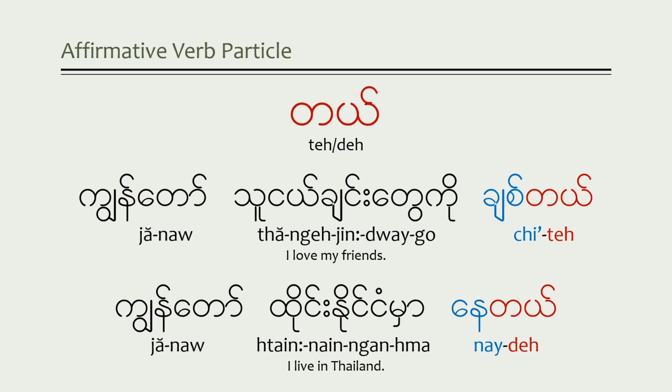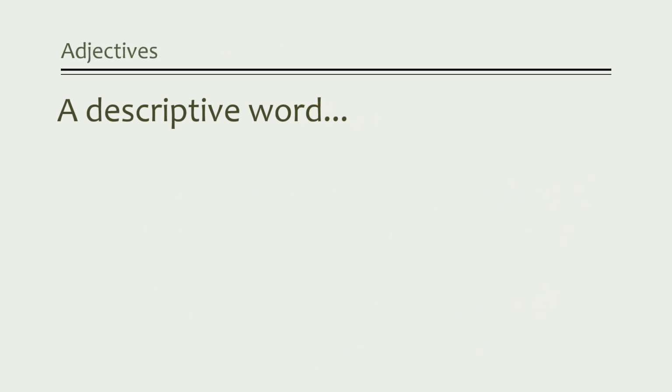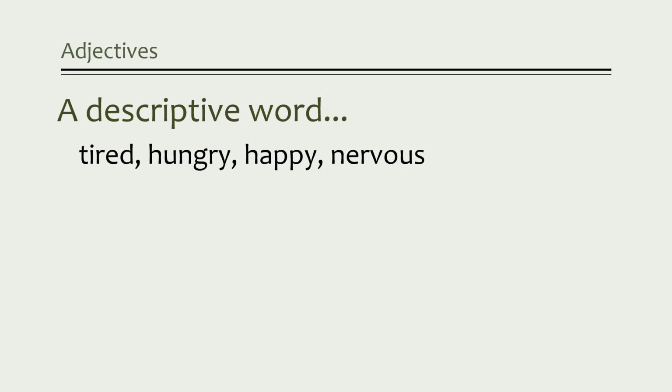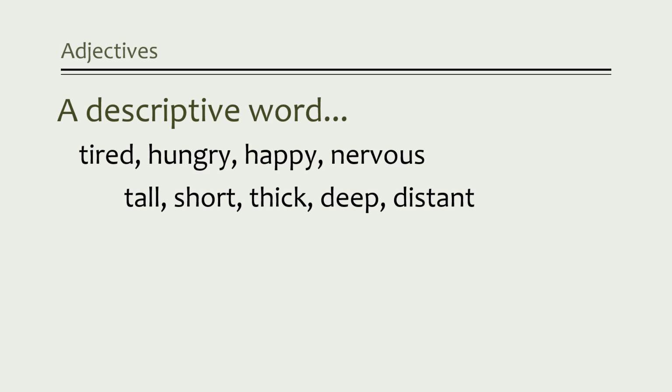But now let's talk about using adjectives in Myanmar. So remember from your grammar lessons, an adjective is a descriptive word. It may explain how someone feels: tired, hungry, happy, nervous. It may give a description of someone or something, as tall or short, thick, deep, distant. You use adjectives to describe the weather conditions: hot, cold, pleasant, sunny.